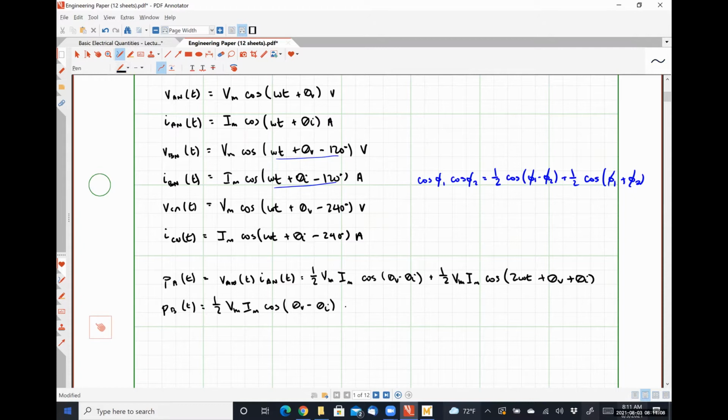When we do the part where we combine them, 1/2 Vm Im cosine twice omega t plus theta v plus theta I minus 240 degrees.